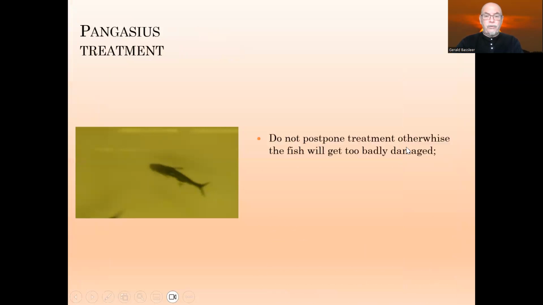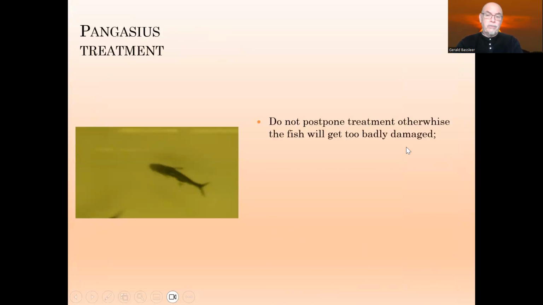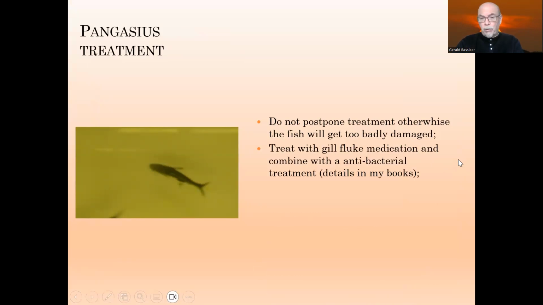So the Pangasius, what can we suggest for treatment? Well, first of all, do not wait, do not postpone, because otherwise the fish will get too badly damaged. The ones which are very weak, maybe you cannot cure, but many are still in pretty good shape and they will eat properly and behave properly. So treat with a gill fluke medication. There are many available in the market, and combine this with an antibacterial treatment. Details you can find in my books.